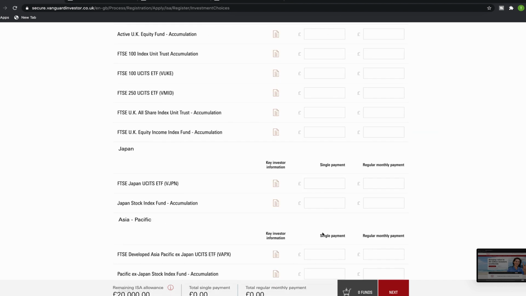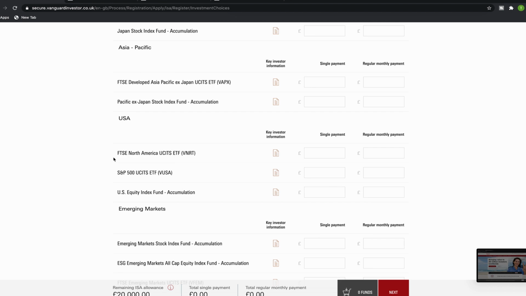It should be somewhere under US. So that's USA. We've got S&P 500 UCITS ETF. So here, it's going to ask you for two things. Remember, the whole idea of this is a passive income. It's something that you should be doing monthly. You have a fixed figure or amount that you want to be investing monthly.